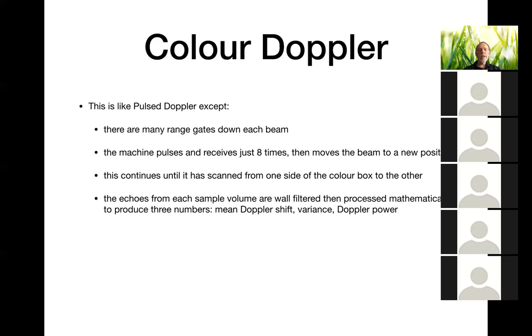So if I now say, well, what happens to those 8 echo samples from each individual sample volume on each individual beam? So if I thought about one particular sample volume and I say, well, what do we get from that sample volume? There's a mathematical processing. The wall filter is applied.